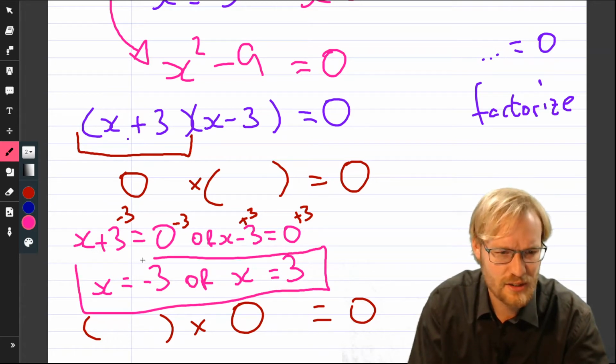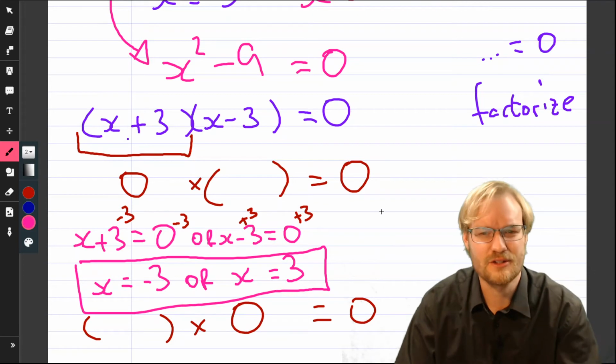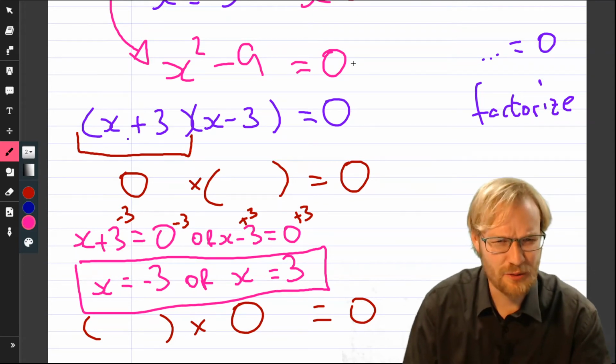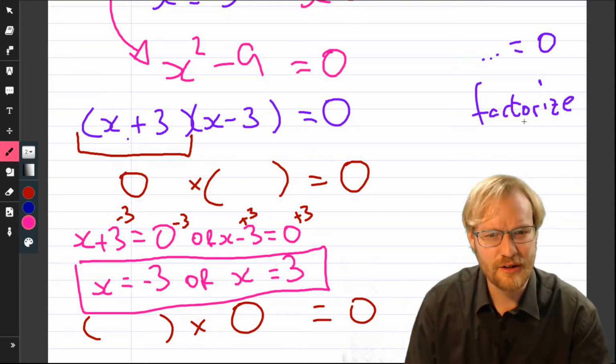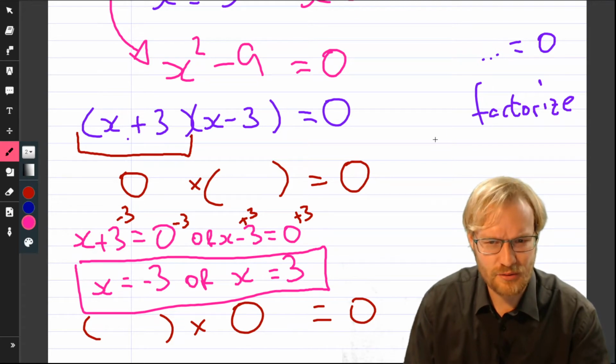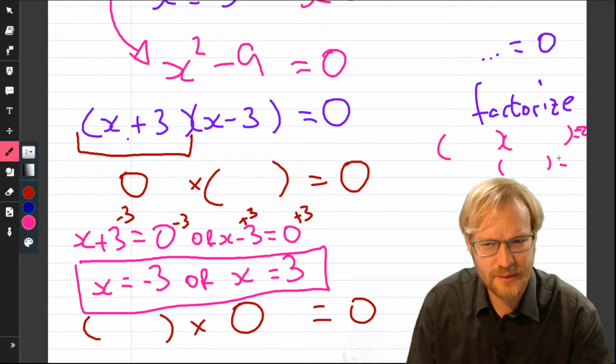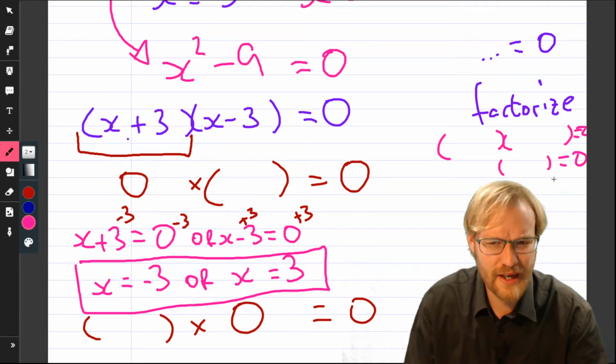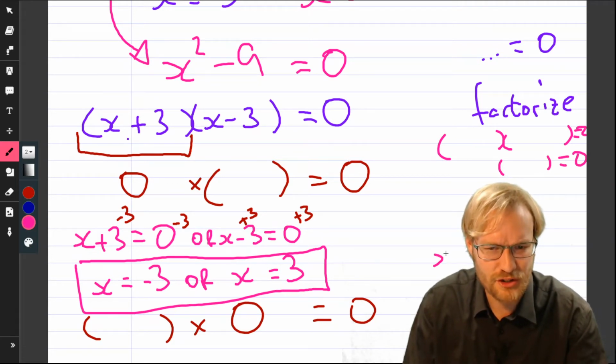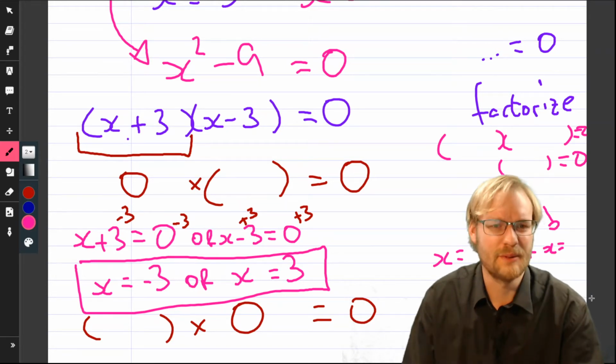X equals negative 3 or x equals 3. So we rearranged it so it equals 0. We factorized, and we would have got bracket, bracket, bracket, bracket equals 0, or it could have been something times a bracket equals 0. And then we get our two solutions, x equals something or x equals something else.